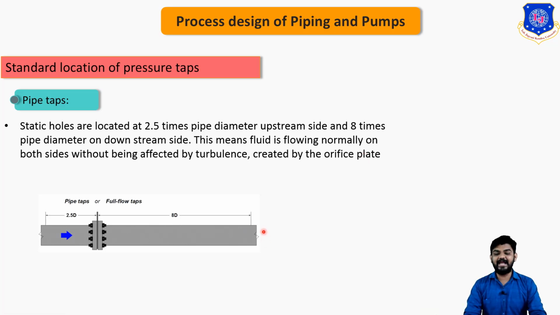So the basic idea to provide these taps at a very large interval is that we can ultimately achieve the normal behavior of the flow, right? That is unaffected by the turbulence. The turbulence is created by this particular orifice. So on the upstream side we have our first hole at a distance of 2.5 times the pipe diameter, and on the downstream side at a distance of 8 times the diameter we have the downstream hole, right? So this was all about the standard locations for the pressure taps, right?